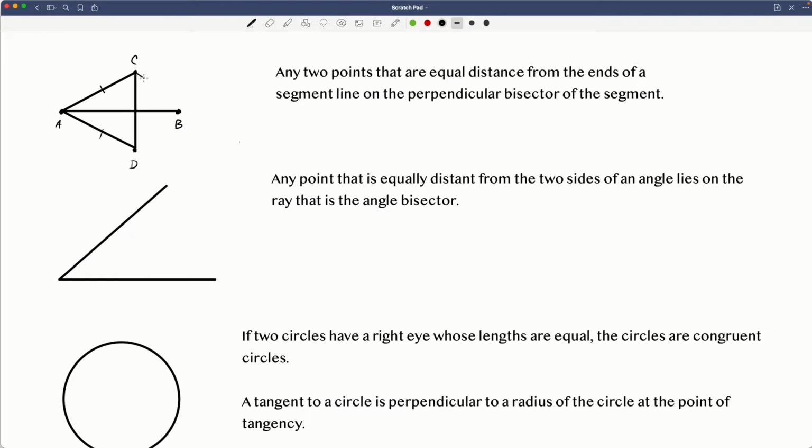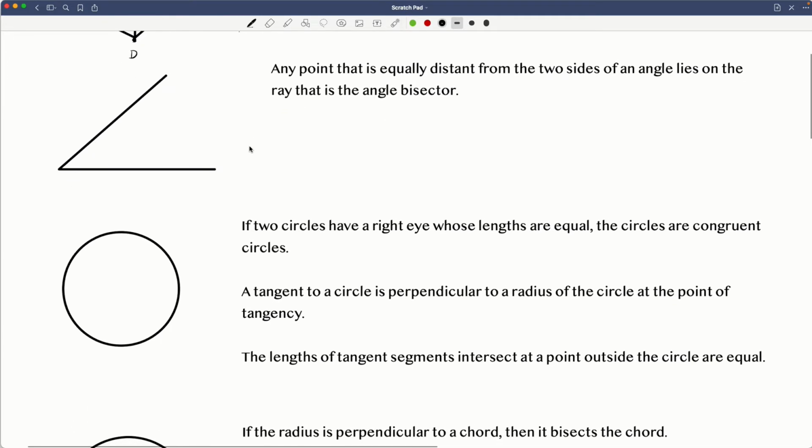Same thing here. If this line is congruent to this line right here, then that means that B bisects C and D. And that's how you tell if this is in the center of this line, by measuring from here to here and from here to here. And if they are the same, then it is indeed in the center, and it is a bisector of that segment CD.